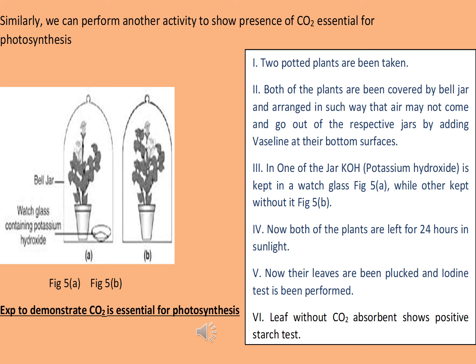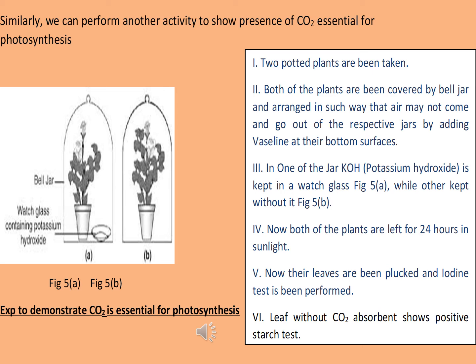We will see when the iodine test is being performed on the leaves of both of the plants, the leaf from plant A that we can see in the figure, where there is a petri dish with potassium hydroxide, doesn't respond positively, whereas the other potted plant in figure B, where KOH is not there, responds positively toward the iodine test. That means its leaf turns blue.